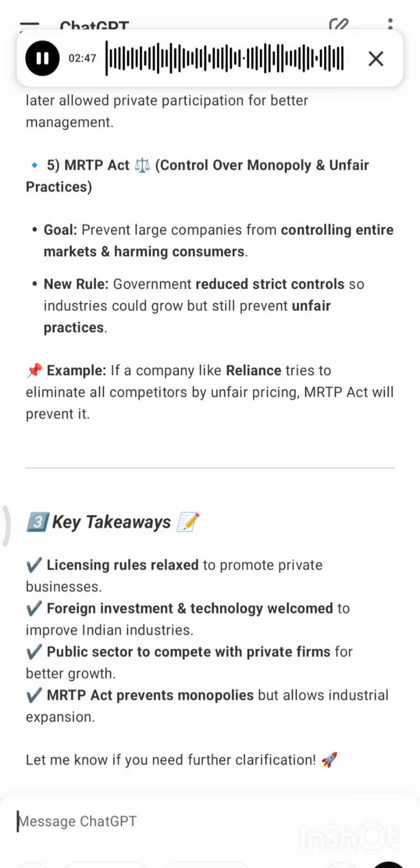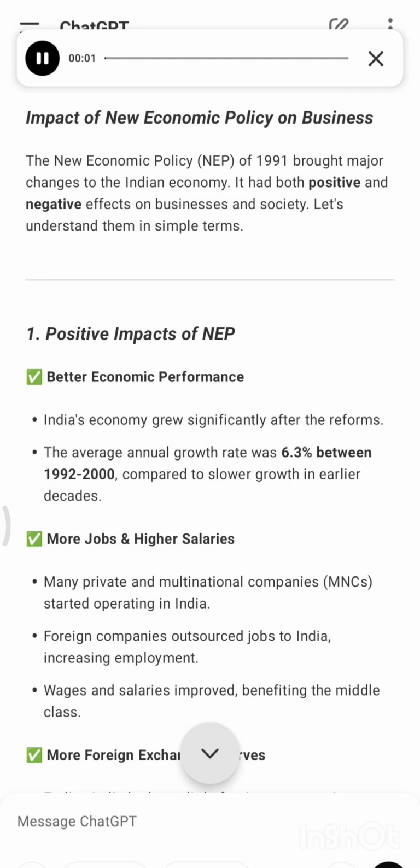New economic policy on business. The new economic policy, NEP of 1991, brought major changes to the Indian economy. It had both positive and negative effects on businesses and society. Let's understand them in simple terms. 1. Positive impacts of NEP.